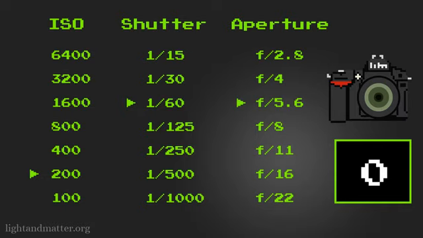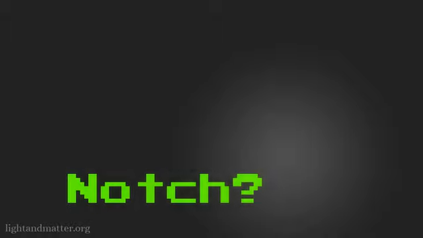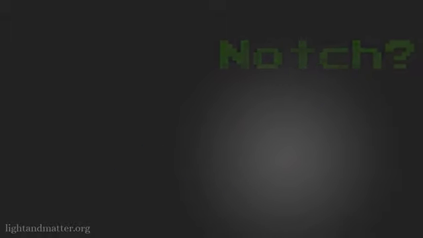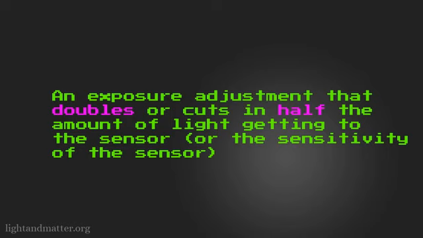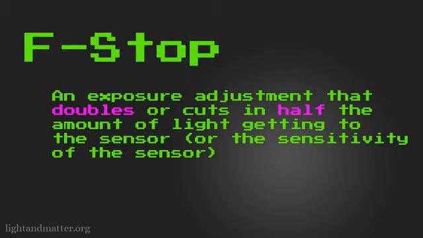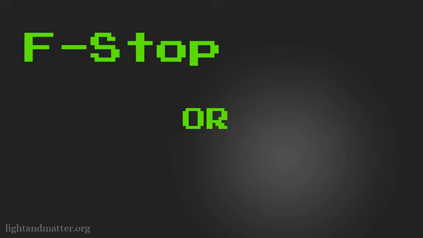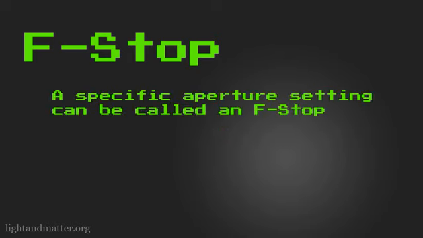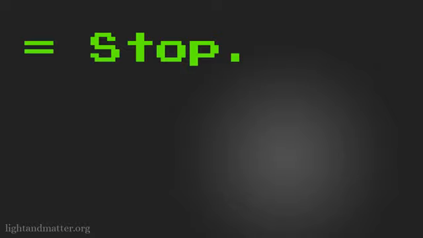Just one final note. Even though I've been saying stuff like change the setting 1 notch to ISO 400 or a 2/50th of a second, these notches actually have a name. When the change you make doubles or cuts in half the amount of light getting to the sensor, or the sensitivity of the sensor, it's called an f-stop. But that usually gets shortened to just plain stop. So next time you hear someone talk about adding a stop of exposure, you'll know what's up.